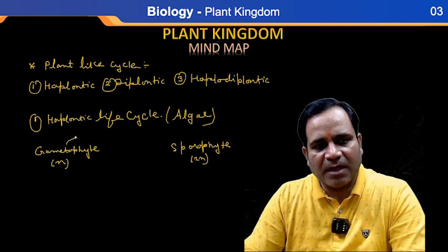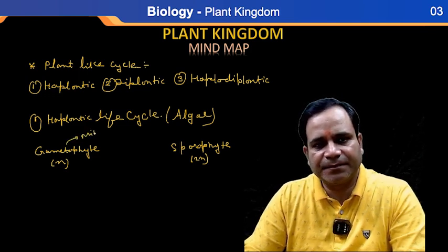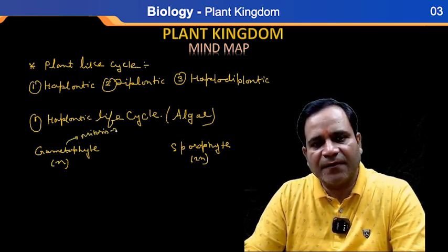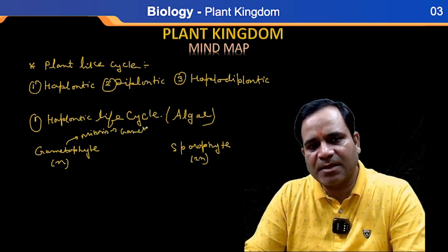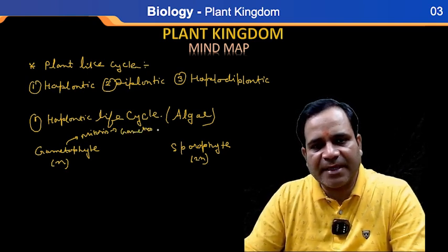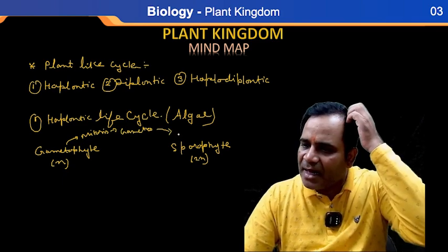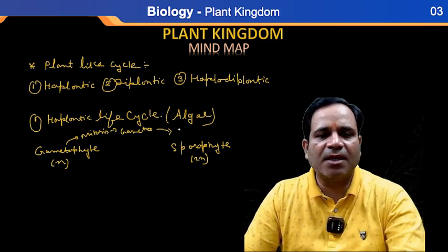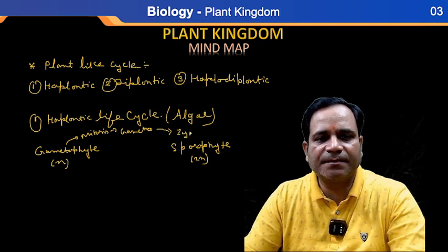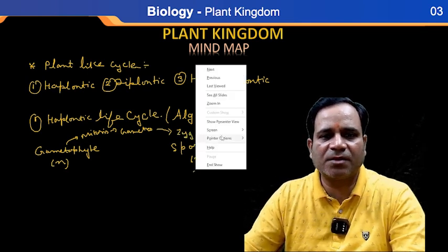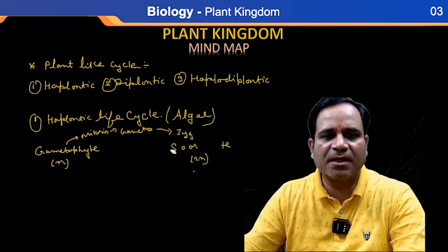So after mitosis, it forms gametes, and after that, through gamete fertilization, it forms the zygote. In this way, I would like to explain. Wait for a moment.